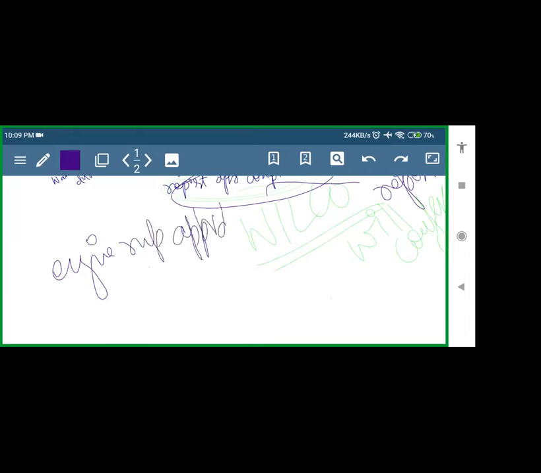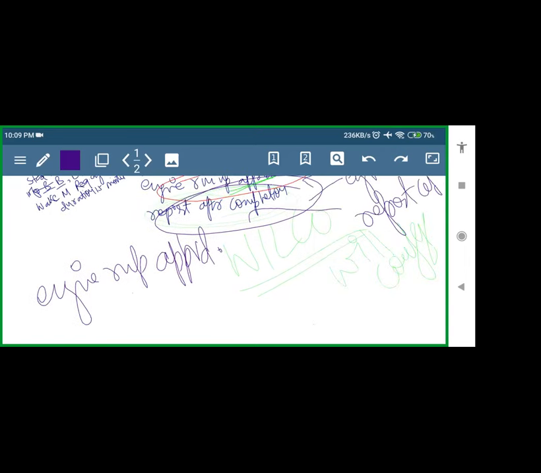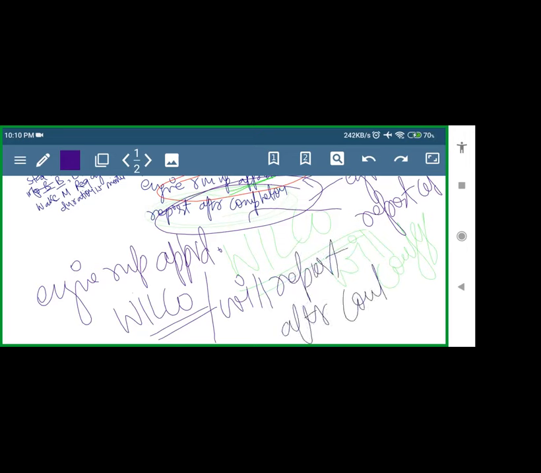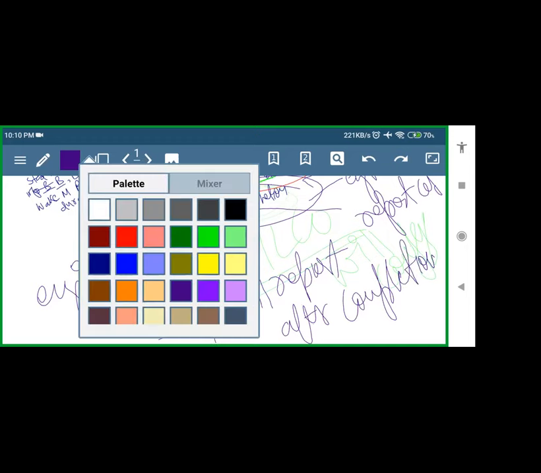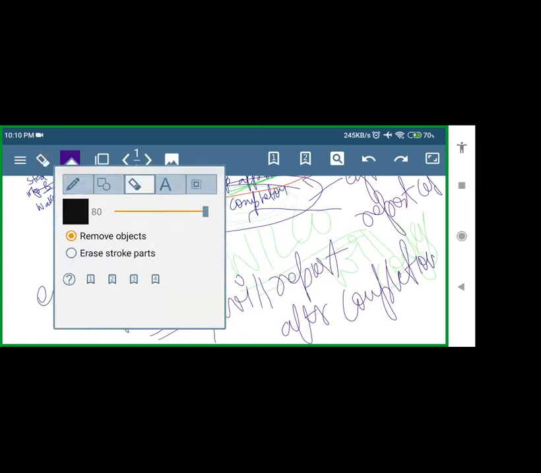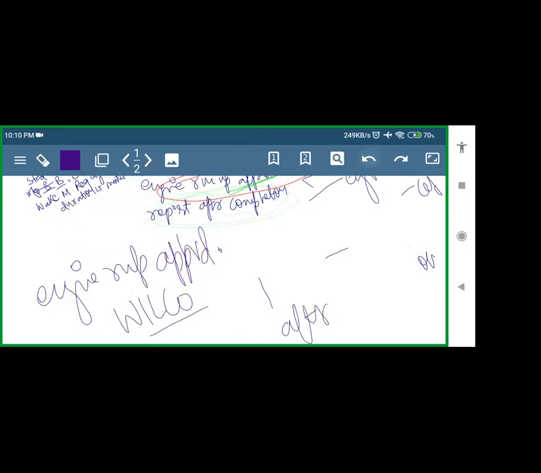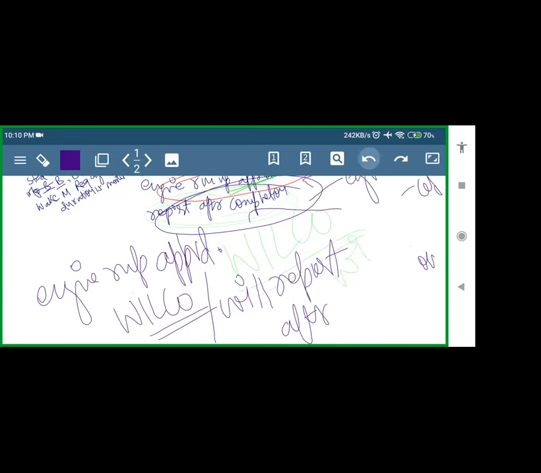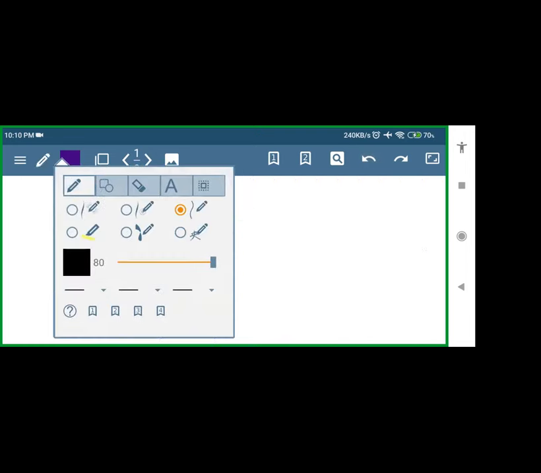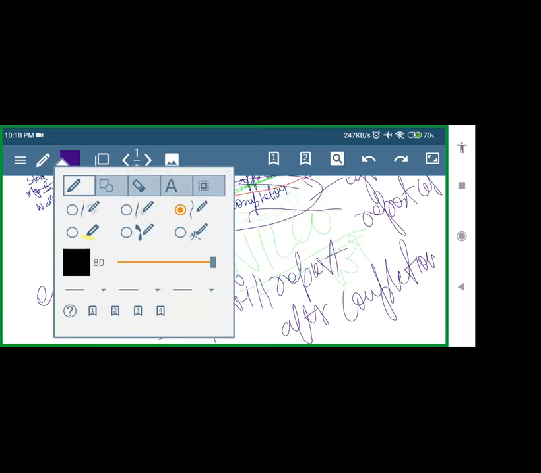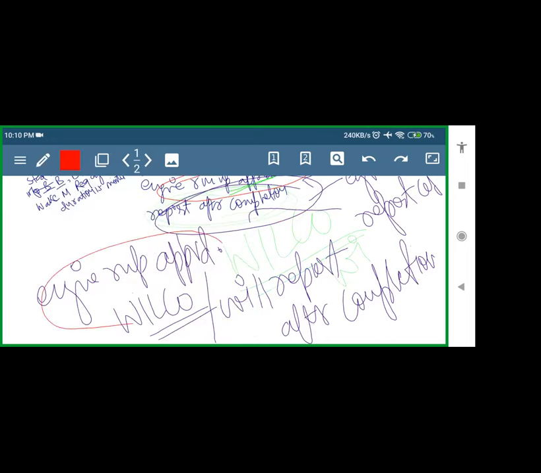Then he asked you to report after completion. In the reply, you can say Wilco, or you can say will report after completion. This is simple English grammar for you. But there is a standard phrase that you can use, Wilco. Okay, is that clear, everyone? Is that clear? Yes, sir. Very good, Hankan. Well done.